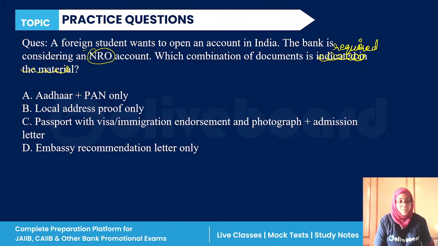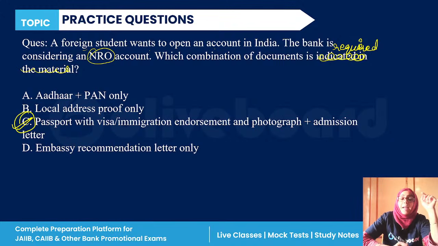Everyone, so Anuj is saying C, Krishna is saying C, and everyone else, whoever is watching this session, tell me the correct answer. Very simple, obviously. So passport with visa, immigration endorsement, and photograph plus the admission letter. These both are required for that foreign student to open an NRO account in India.